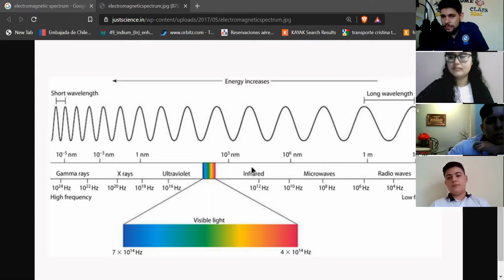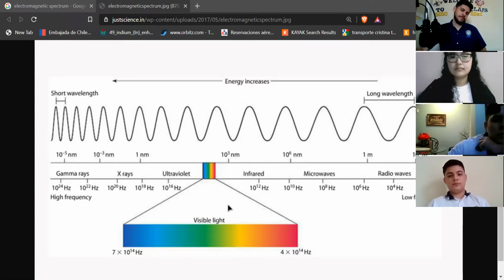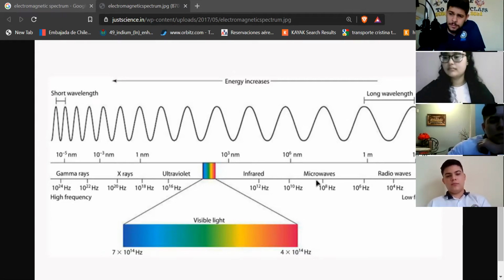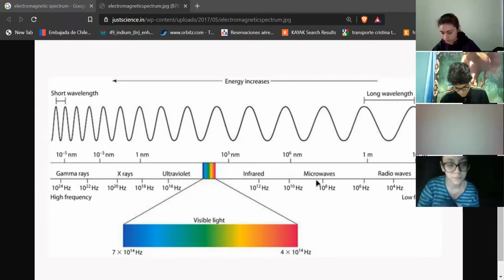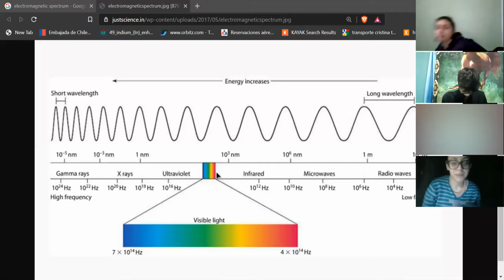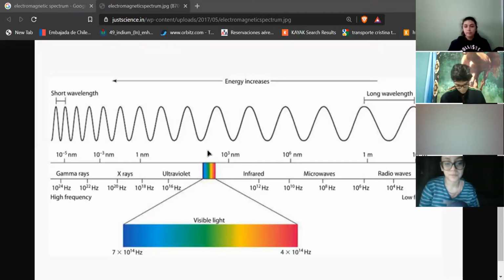And then, what comes after infrared? Ultravioleta. No, after infrared we have visible light. And visible light is this colorful bar, which is what we can see, right? So from this whole spectrum, we only see this small visible light. And look, visible light is between 700 nanometers and 400 nanometers, the wavelength, right?